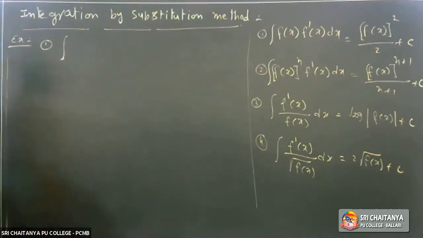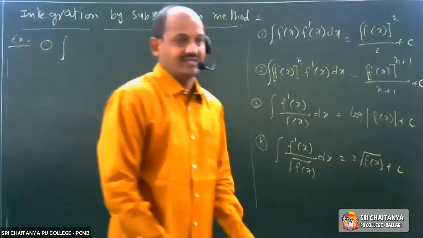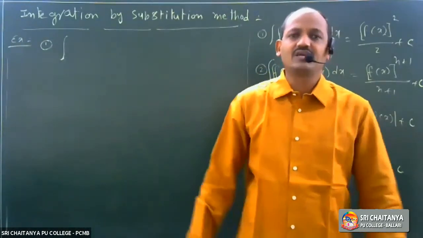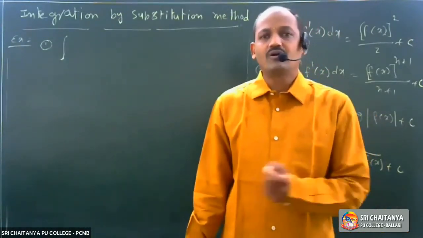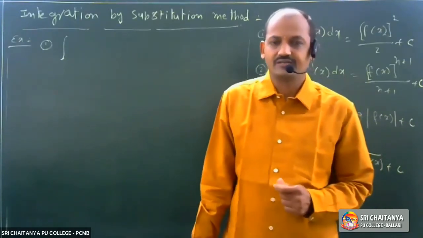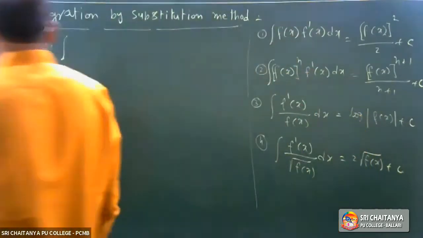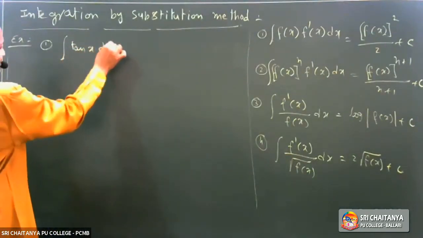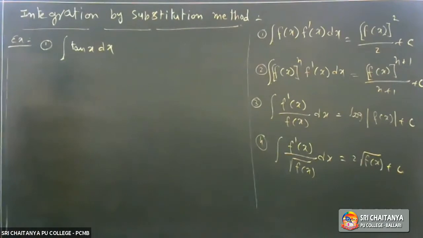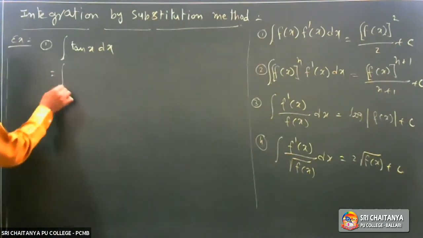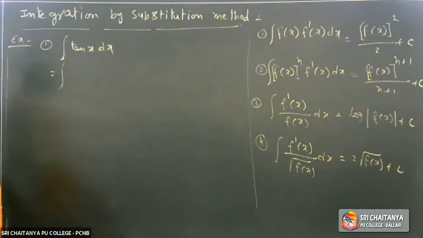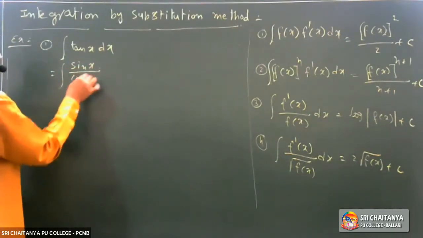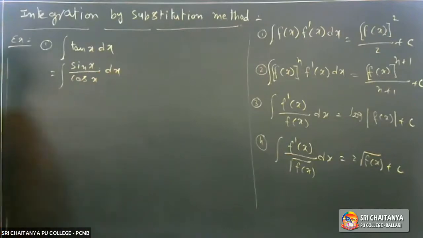Okay, first, for example, already you know the formula that the integral of tan x is equal to log mod secant x plus c. First we discuss the integral of tan x dx. So you know that tan is equal to sine by cos. So sin x divided by cos x dx.